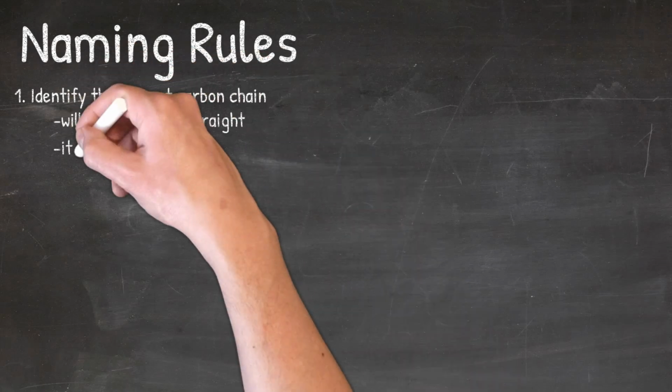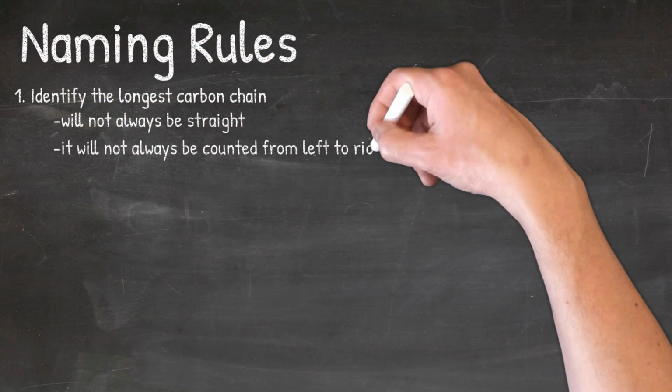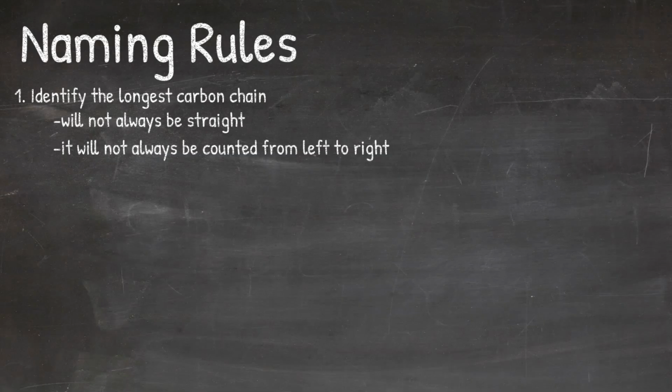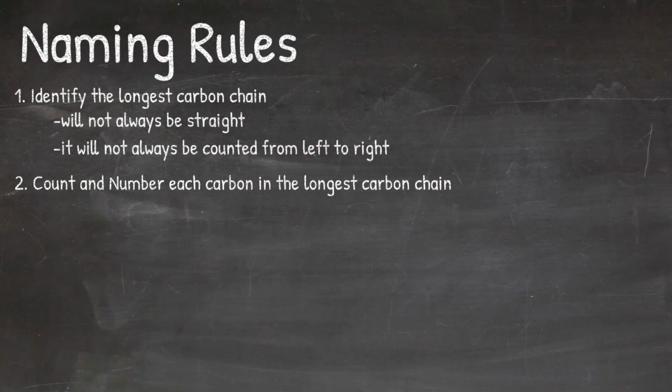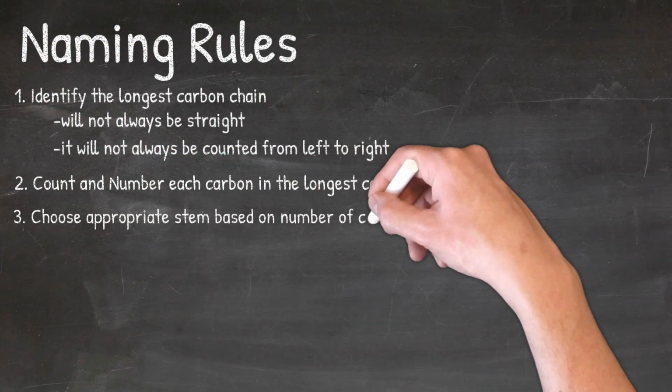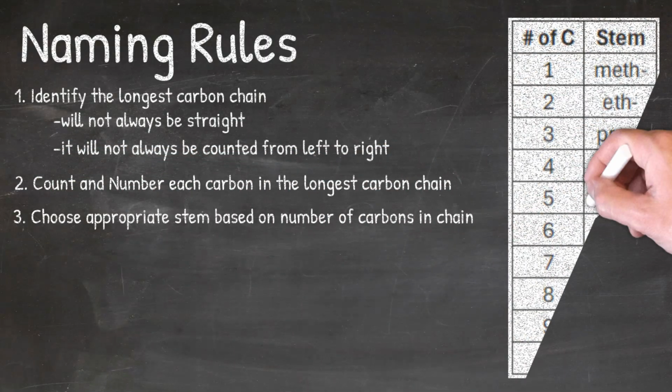The longest carbon chain will not always be straight, and it will not always be counted from left to right. So it is important to pay attention to any bends in the molecule, as we are looking for the longest continuous carbon chain. As we count each carbon, we will number the carbons. The number we assign to each carbon will be important, and you will see that as we look at different examples a little bit later in this video. Once we count and label the longest carbon chain, we will then use a specific stem that is related to the number of carbons in the chain.